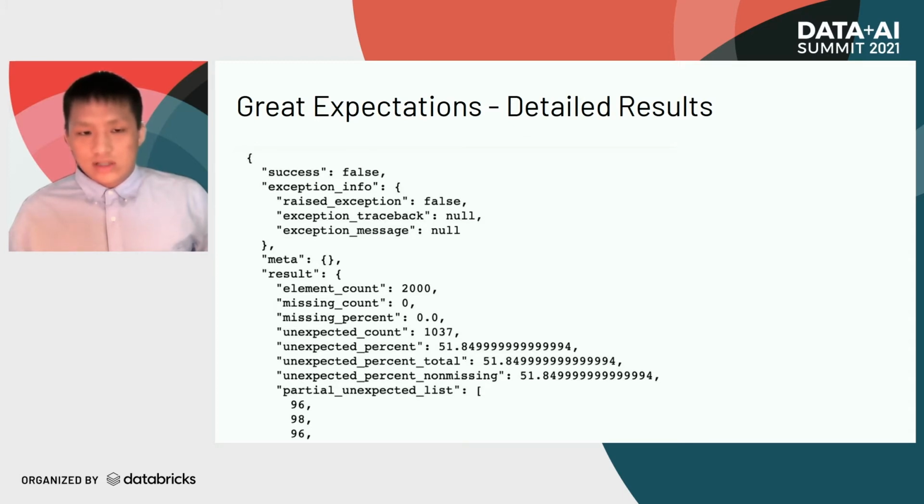For example, it gives us what percent of records failed specifically, how many those were, what was the missing count in that column, and what are some examples of records that failed, and that comes in the partial unexpected list at the bottom, where you see 96, 98, 96. So those are values that were not in the range that were expected.